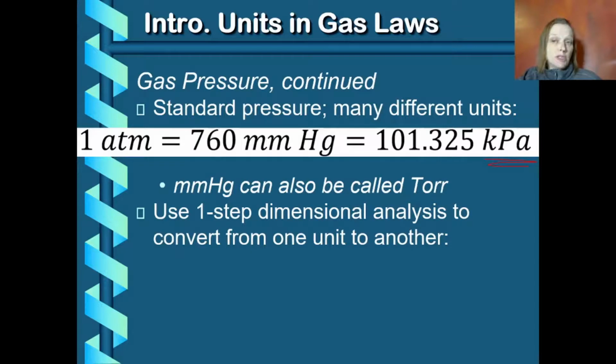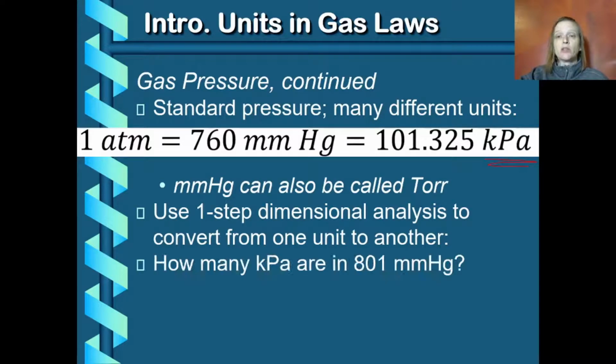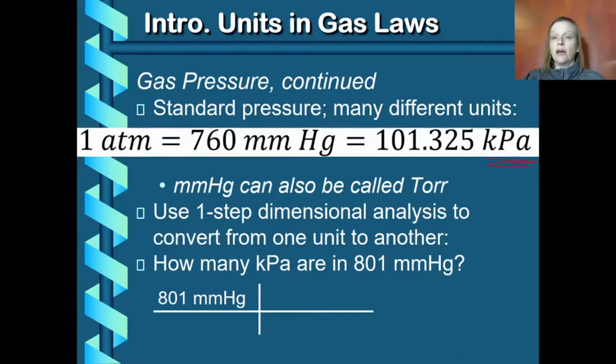You can convert between these units using multiplication, using conversion factors. The conversions that you need to use are right here. So for instance, if you want to know how many kilopascals are in 801 millimeters of mercury, you just start with your 801 millimeters of mercury. You start with your known and you use your conversion factor. We want to get rid of millimeters of mercury and we want to convert to kilopascals. So I use my 760 millimeters of mercury down below, so that my units cancel out.